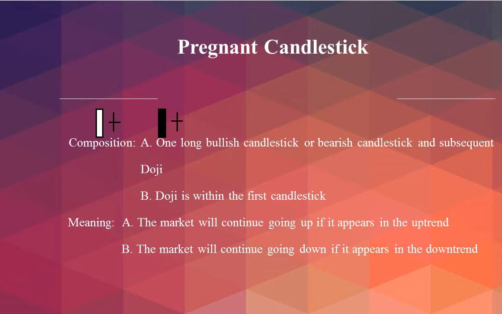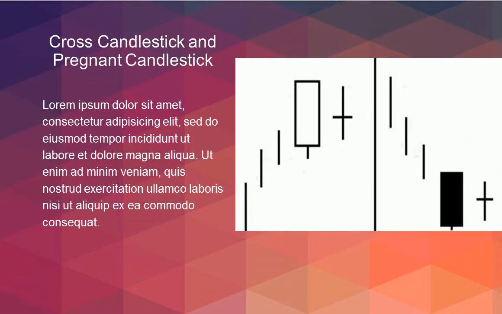Okay, then we can see this one. The market will continue going down if it appears in the downtrend. So if you see the share is in the downtrend, then this candlestick appears in the downtrend, which means that the market will continue going down. You cannot buy any stocks. Okay, so we can see the chart. The chart is like this.